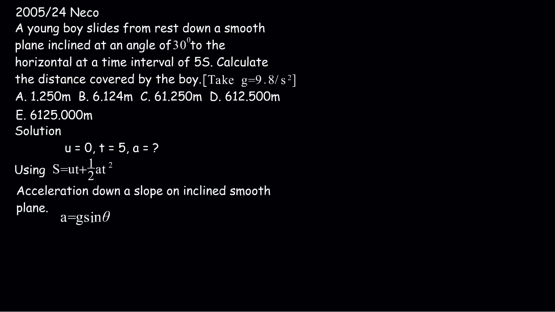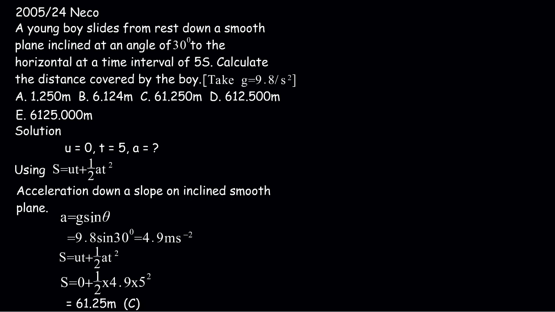Knowing that we can get our acceleration with the formula g sine theta, our acceleration will be equal to 9.8 sine 30, which will be equal to 4.9 meter per second square. Now, substituting for u, t, and a in our equation, s equals ut plus half at square, s will be equal to 0 plus half times 4.9 times 5 square, which will be equal to 61.25 meter, and the correct option is C.